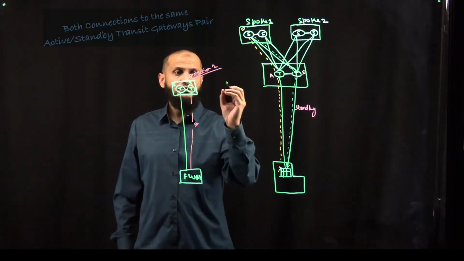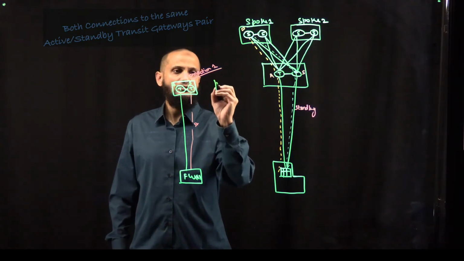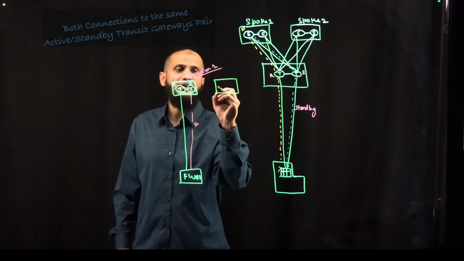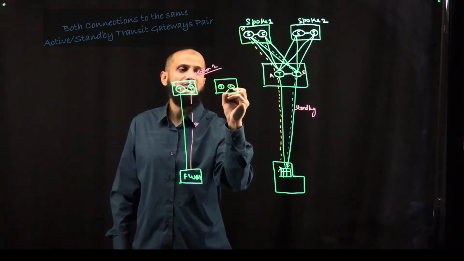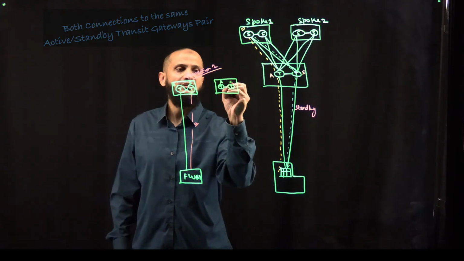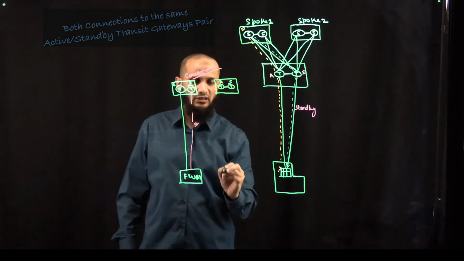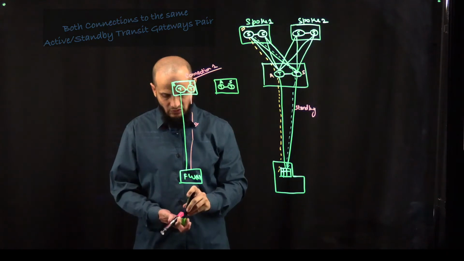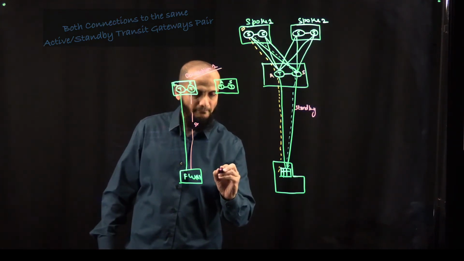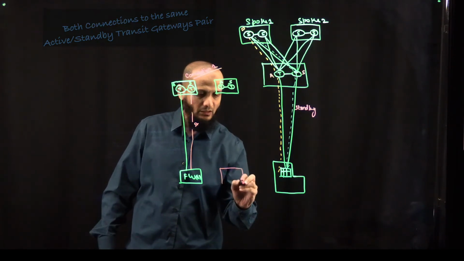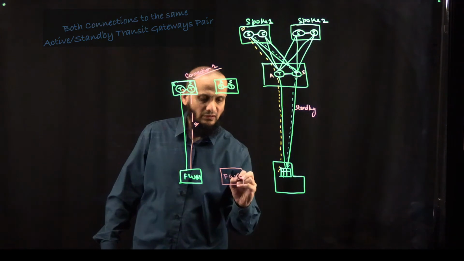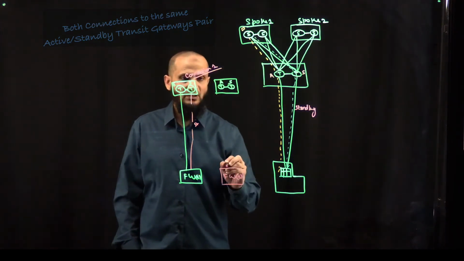Your connection 2 is with your standby firewall. Again, two transit gateways, link between them. This will stay as active. This one is your standby. The firewall over here, this is your standby firewall. Okay.